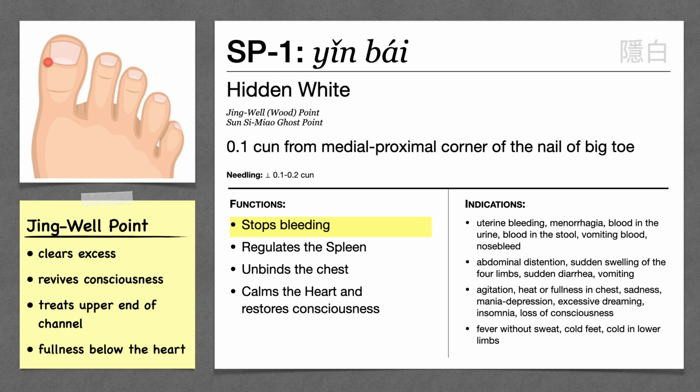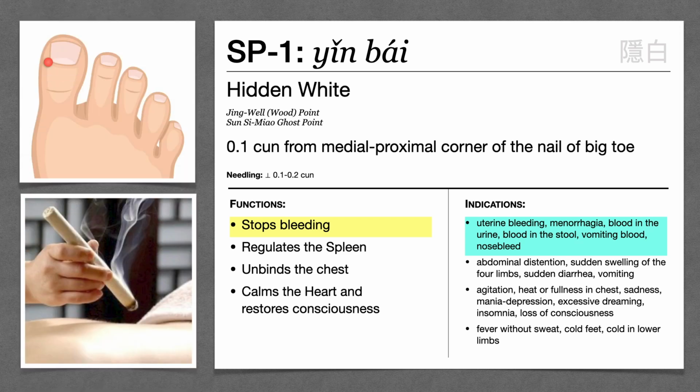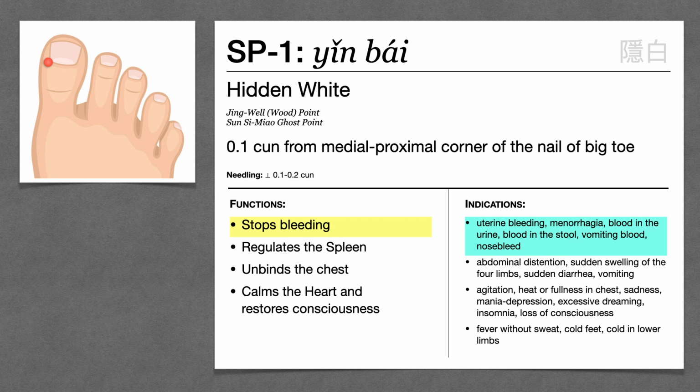Remember, we said that one of the functions of the spleen was to govern blood and hold it in place. So spleen 1 is especially useful for chronic bleeding due to deficiency, especially for things like uterine bleeding, menorrhagia, or spotting between periods. For these situations, it's common to use moxa on spleen 1, either stick moxa or direct cones. Here, you can even send the patient home with a moxa pole and instruct them to do moxa on the point themselves every day.